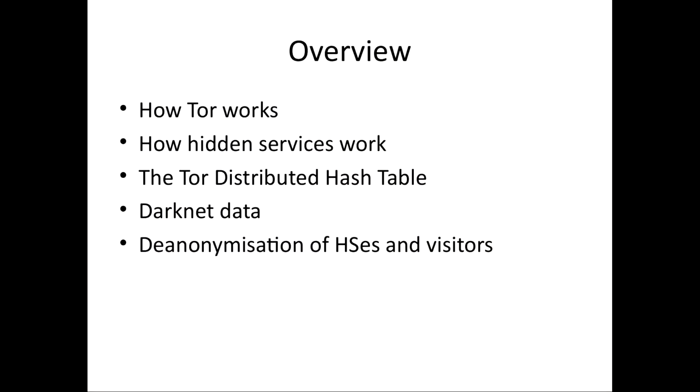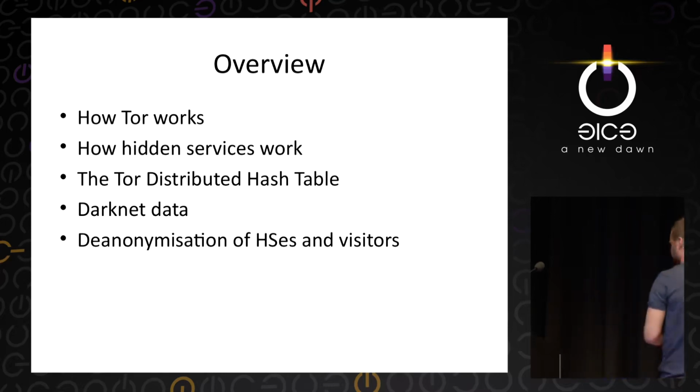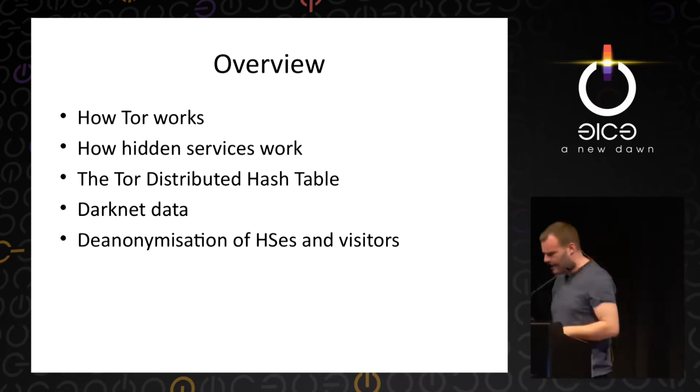So the things that I'm going to go over, I'm going to go over how Tor works, and then specifically how hidden services work. I'm going to talk about something called the Tor distributed hash table for hidden services. If you've heard that term and don't know what it means, don't worry, I will explain what a distributed hash table is and how it works. It's not as complicated as it sounds. And then I'm going to go over our darknet data, so the data that we collected from Tor hidden services. And as I say, as we go along, we'll explain how you do de-anonymization of both the services themselves and of the visitors to the servers, and just how complicated it is.